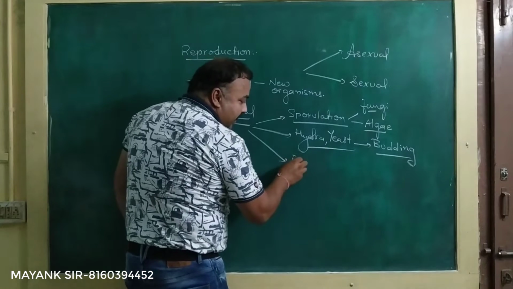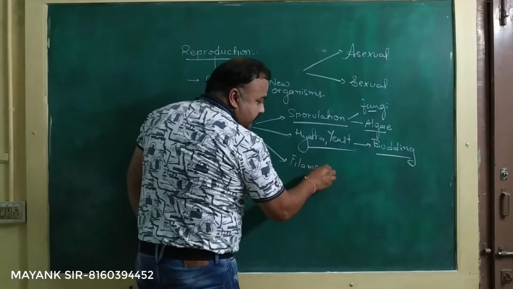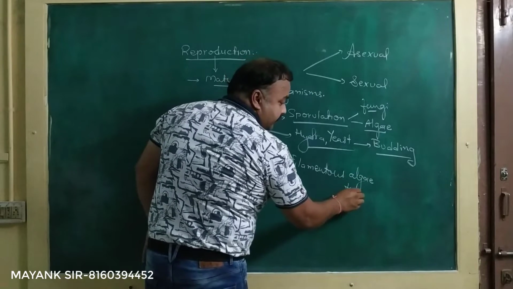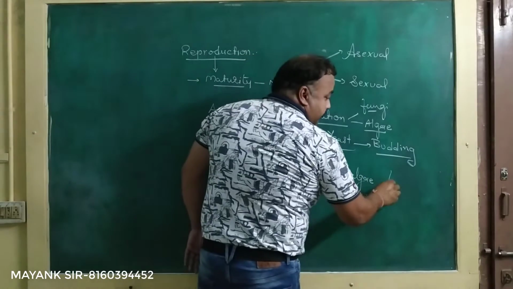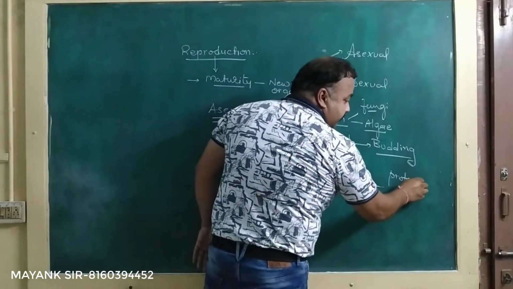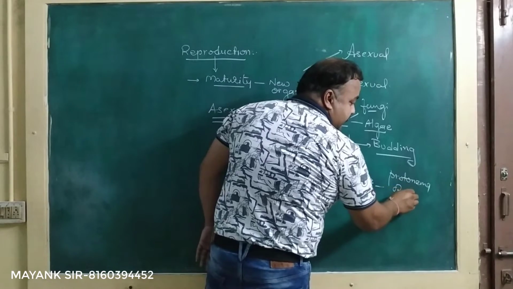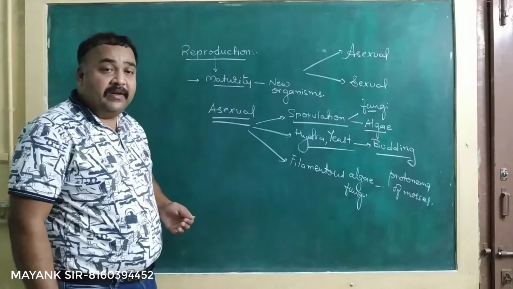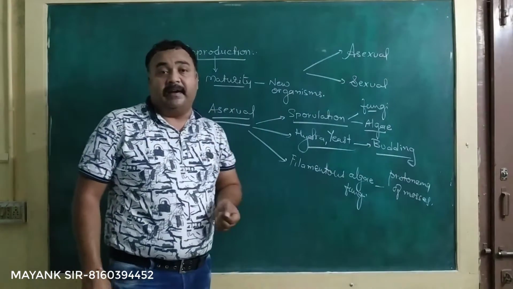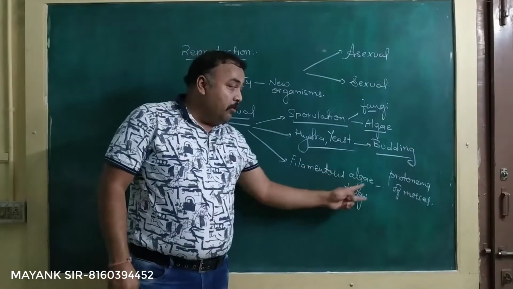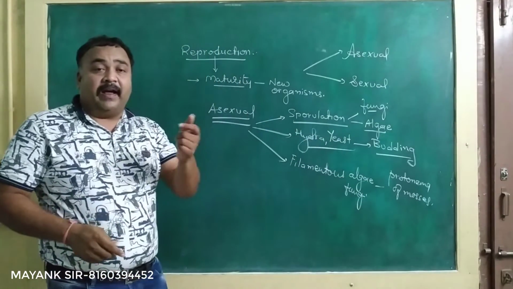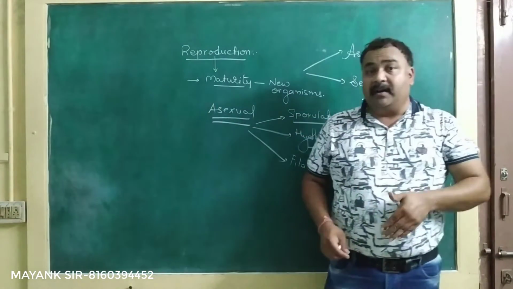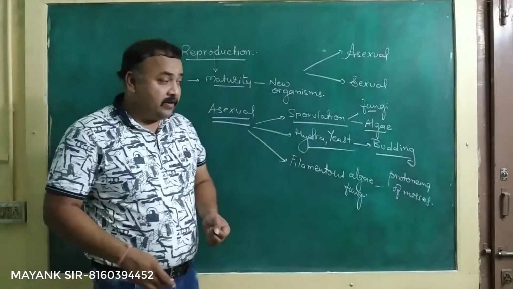In filamentous algae, fungi, and protonema of mosses, you will be able to observe a different kind of asexual reproduction, that is known as fragmentation. That means the body will be divided into fragments, some parts, and each part is capable of giving rise to a new living organism, and that is known as fragmentation.